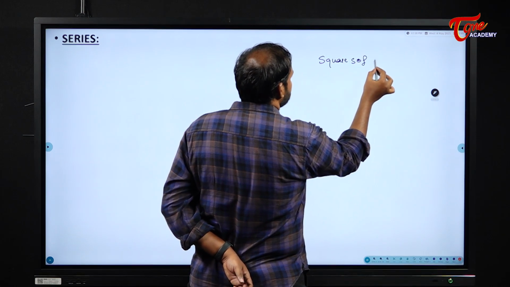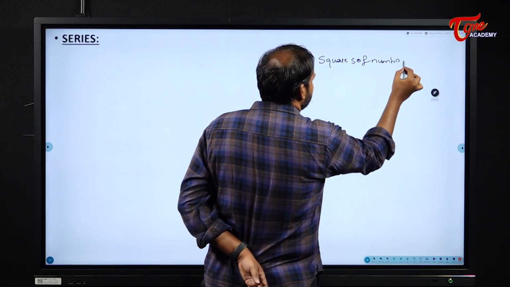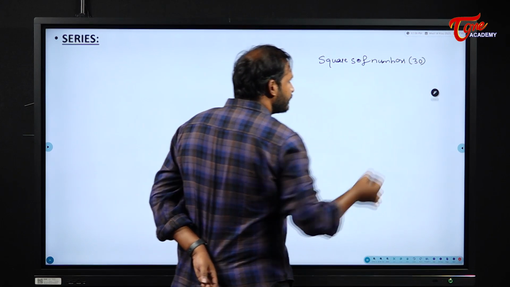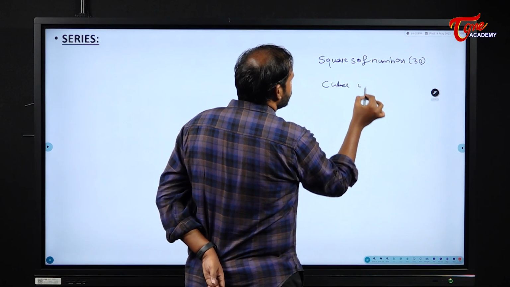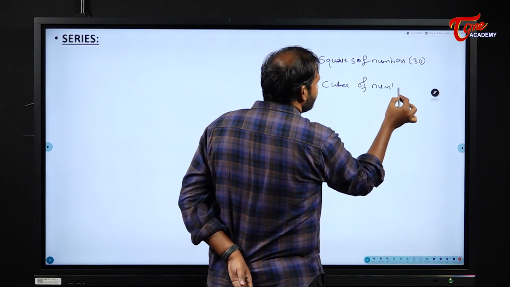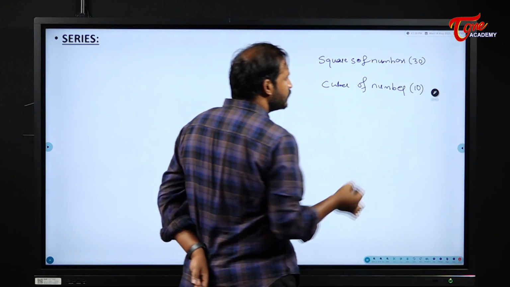Squares of numbers up to 30. Please try to remember all the squares of numbers up to 30. And similarly, cubes of numbers, cubes of numbers up to 10. You should know, you should remember these things.